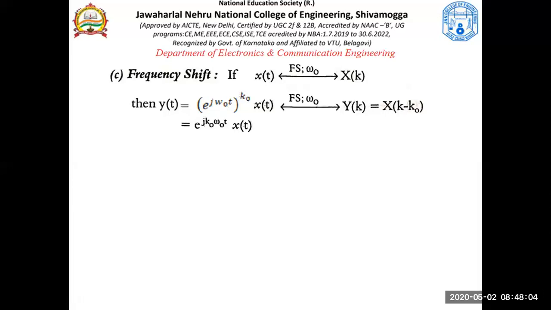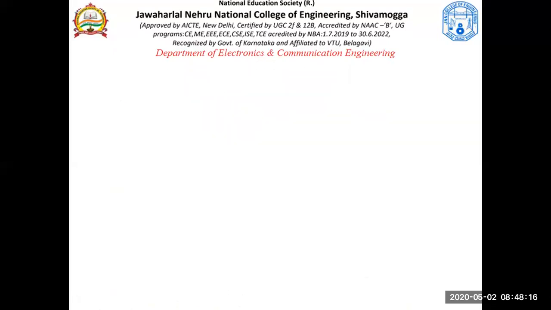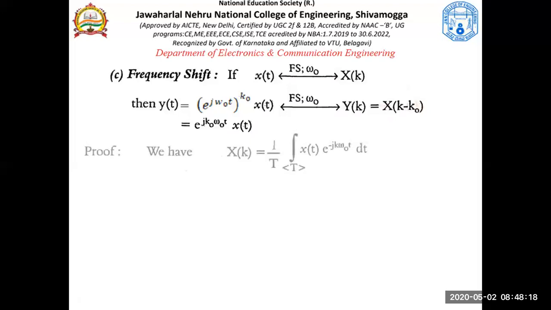Whereas in the time shift, what was happening? In time shift, if it is minus t naught, the same minus t naught used to come as the power of the exponential in the frequency domain. But what's happening here in frequency shift? If the frequency shift is minus k naught, it would come as plus k naught in the power in the time domain. This is the important thing that you need to understand.